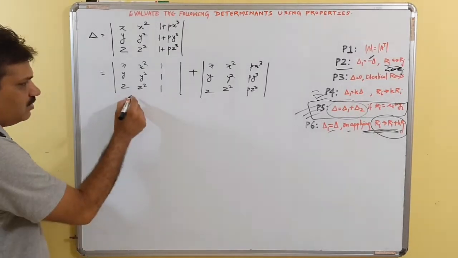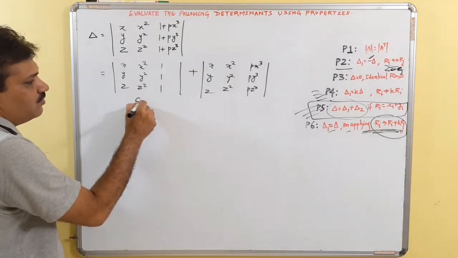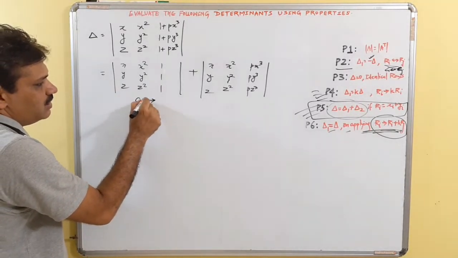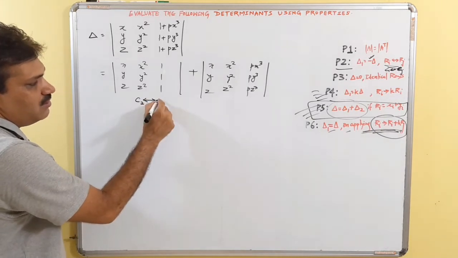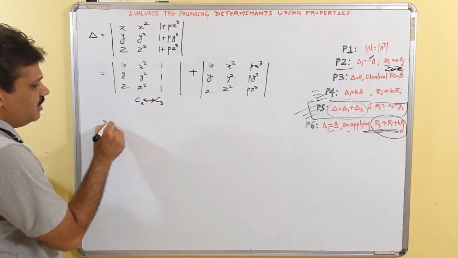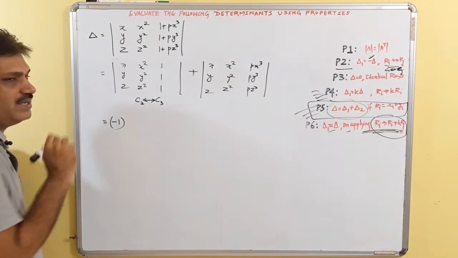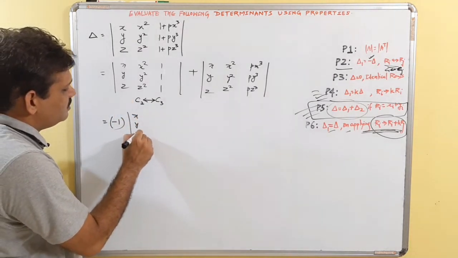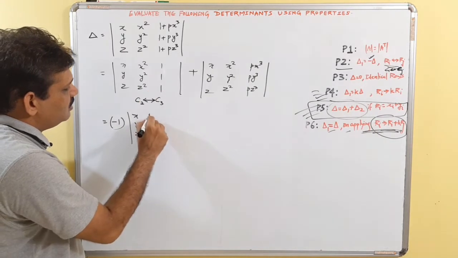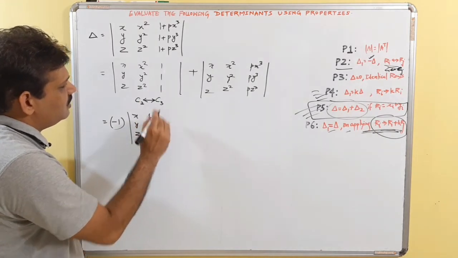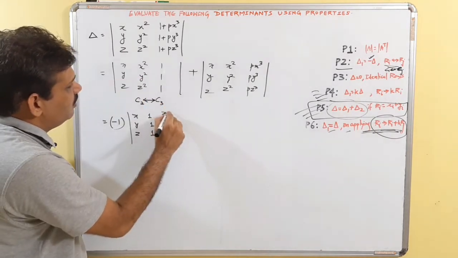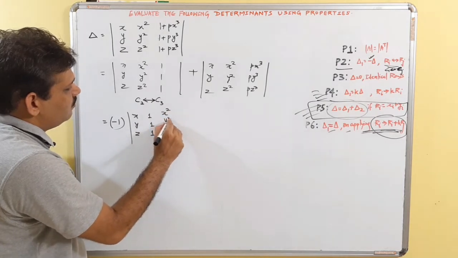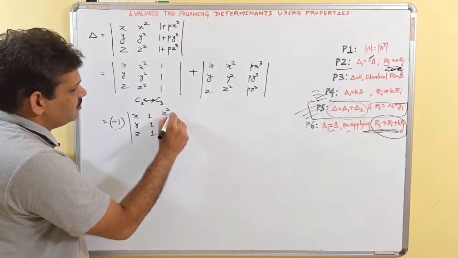So what we do here, we interchange C2 by C3, using the double arrow sign. So this gives us minus 1. C1 has no change, x, y, z. C2 and C3 are interchanged. So 1, 1, 1 is here and this will go here, x square, y square, z square.